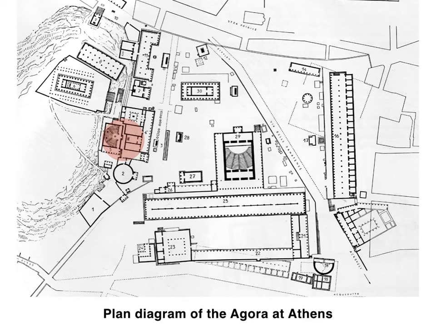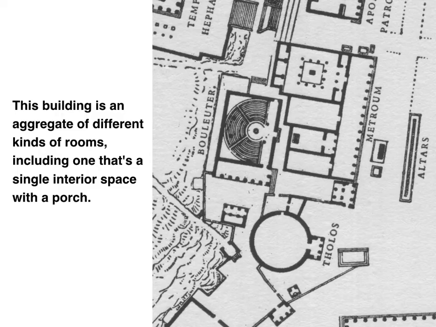This is a reconstructed plan diagram of the Agora at Athens. You can see lots of examples of the spatial type of the freestanding porch and single interior space. What I want to do now is zoom in on the building marked with a big red dot. As you can see, this building is an aggregate of many linked spaces, but I hope you can recognise amidst them all the familiar figure of the porch and single interior space. From now on, I'm going to refer to this figure as the porched room.